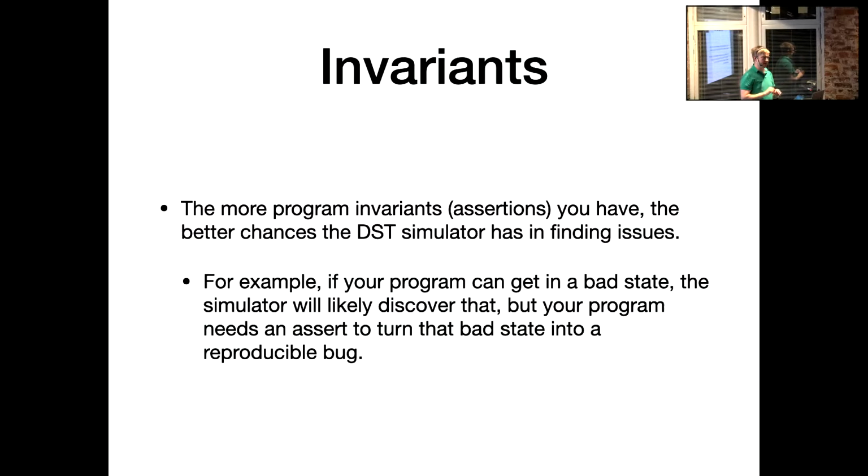Now you have the seed. You can run this thing quickly, probably in seconds or tens of seconds, and you can quickly get to the state with the simulator. And now you can, for example, run a debugger with it and just step through. So the more invariants you have in your code, the better results you essentially get from the simulator, right?